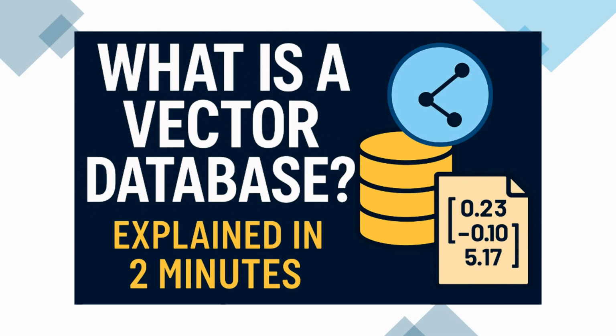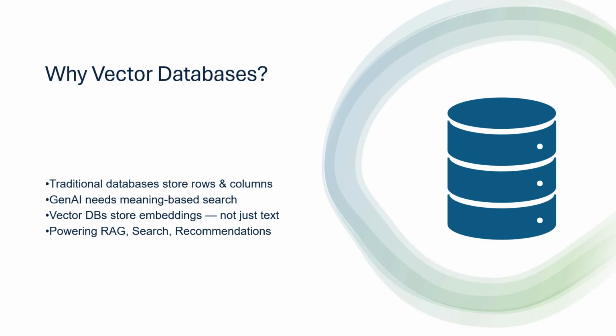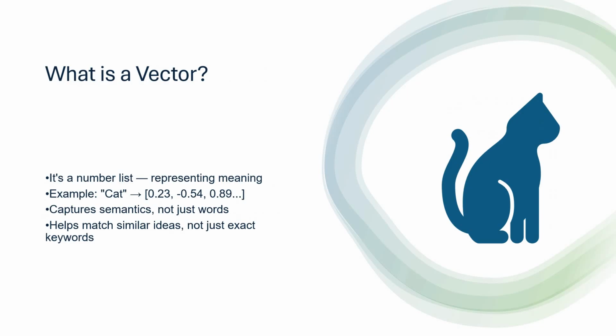What's that really? We are going to learn that exactly in 2 minutes, and it's going to be very easy and interesting as well. Traditional databases store rows and columns, but GenAI apps don't just need raw data. They need meaning. This is where we get into the vector databases. Enter the vector databases.